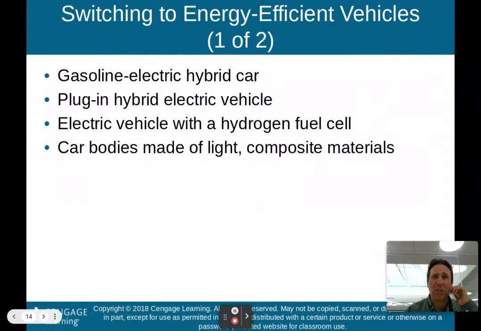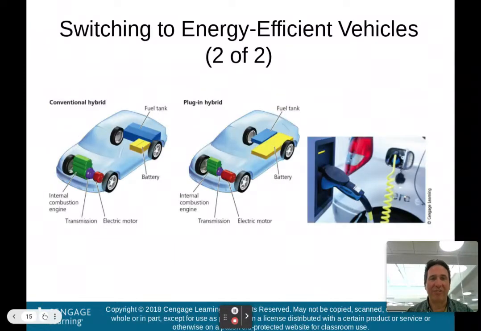So let's talk a little bit more about switching to energy efficient vehicles. Again, where we waste a lot of our energy is in our cars, as the engines that are used in the cars really are not that efficient. We have a couple of ideas here, or actually not ideas, they're actually out in the marketplace right now. We have gasoline electric hybrid cars. We have plug-in hybrid electric cars. We have electric vehicles with a hydrogen fuel cell. And we have car bodies that are beginning to be made of more light composite materials, because if your car is lighter, it'll take less energy to move the car. So again, the lighter the car, the more energy efficient it's going to be.